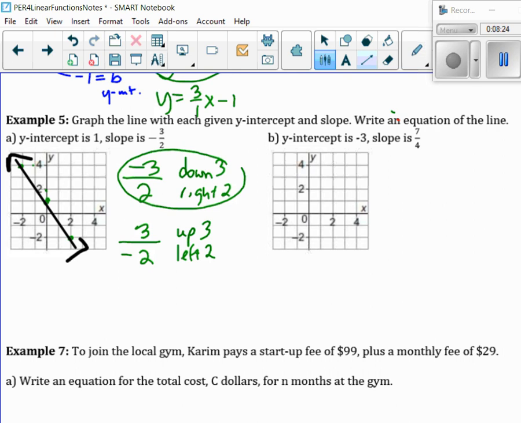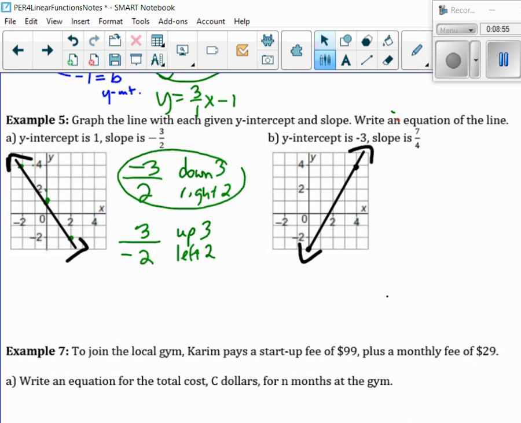Okay, let's do the next one. Maybe I'll give you a second to do it on your own. Okay, so y-intercept is negative 3, so there's negative 3, and then I'm doing a slope of up 7 over 4. So 1, 2, 3, 4, 5, 6, 7 over 4. 1, 2, 3, 4. And then I connect the dots, right? And then I extend it. There we go.